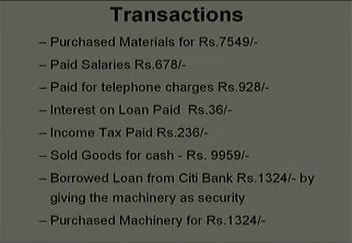So the different transactions are given. For example, the first one is purchased materials for rupees 7549. A particular company has purchased materials for rupees 7549. Paid salaries rupees 678. The company has paid 678 towards salaries. Paid for telephone charges rupees 928.